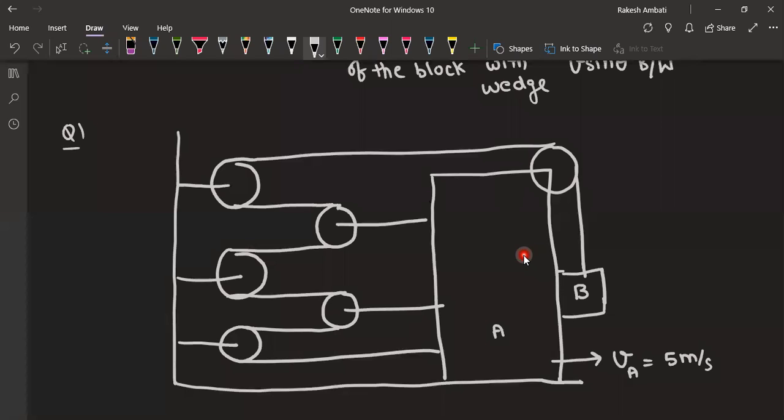So this is the question. Here in this case, this wedge A is moving rightwards. Now block B will move upwards. For example, here I'm taking the first segment, second segment, third segment, fourth segment, fifth segment, sixth segment. So totally we have 6 segments.